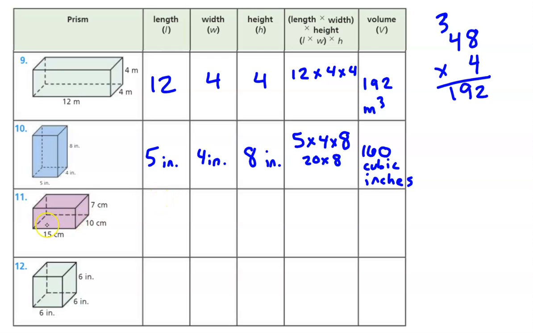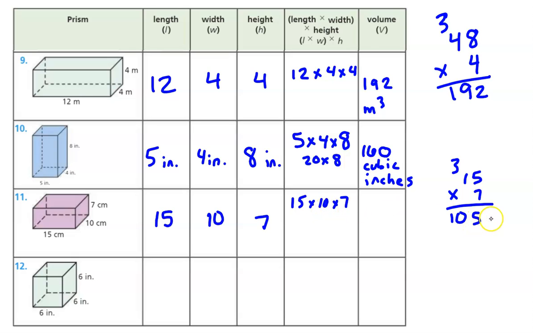And number 11 wants your length, which is 15, your width, which is 10, your height, which is 7. Then you're going to do 15 times 10 times 7. So I'm just going to multiply the 15 times 7 first. 15 times 7. 7 times 5 is 35. 7 times 1 is 7, plus 3 is 10. So that's 105.